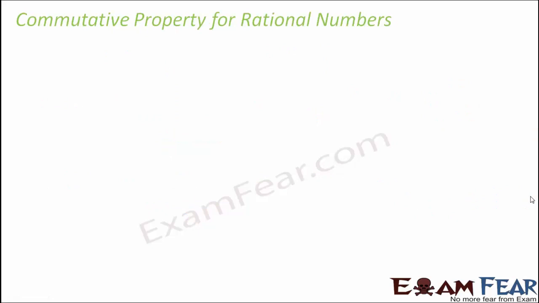So let us now move on to the next property for rational numbers, and that is commutative property. Now what happens in commutative property? So in a similar way, we will look at commutative property for various operations like addition, subtraction, multiplication and division. So when it comes to addition, addition is commutative.